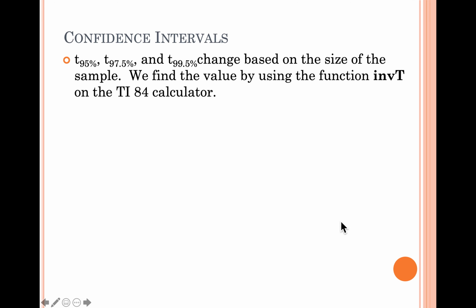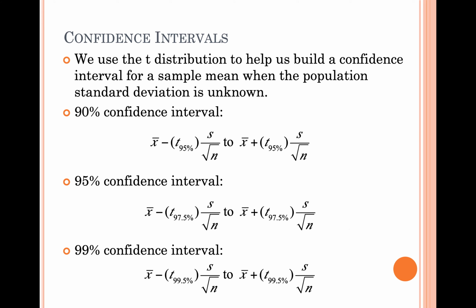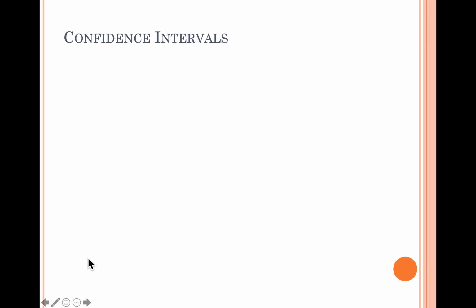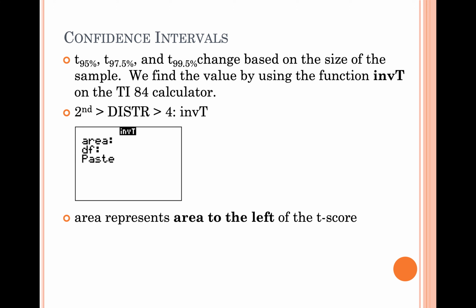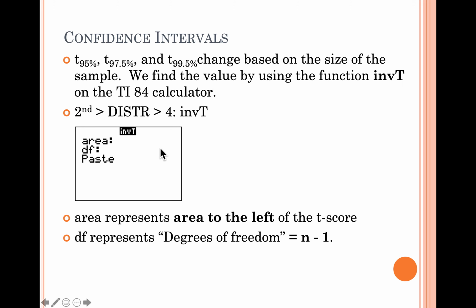Now backing up a bit, the area to the left of the t-score is 95% for a 90% confidence interval, 97.5% for a 95% confidence interval, and 99.5% for a 99% confidence interval. So if we are to build a 90% confidence interval, in area we would put 0.95.